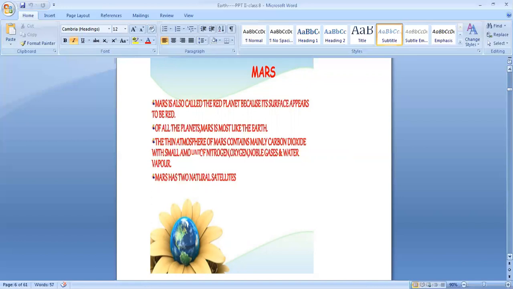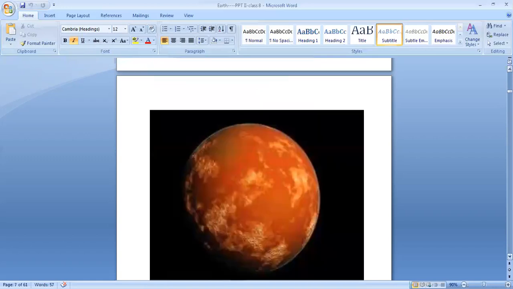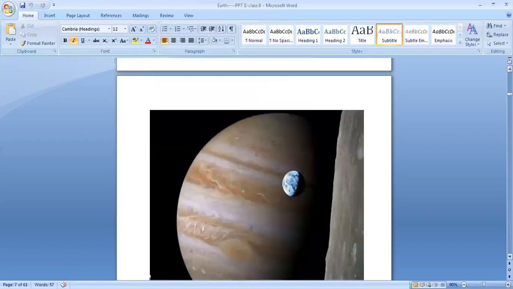So mainly which gas is present? Carbon dioxide is more. Along with carbon dioxide, we can see nitrogen, oxygen, noble gases and water vapor. Then Mars has two natural satellites or two moons. How many moons are present for Mars? There are two natural satellites or moons. So this is the red planet Mars.